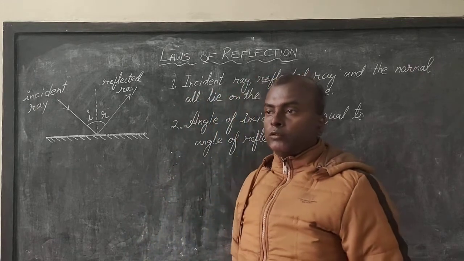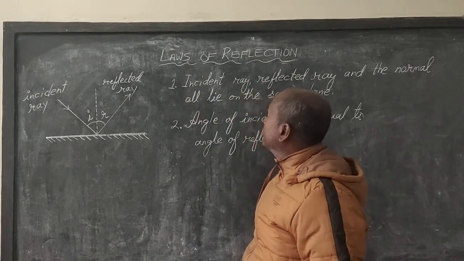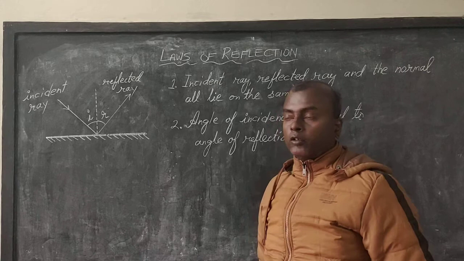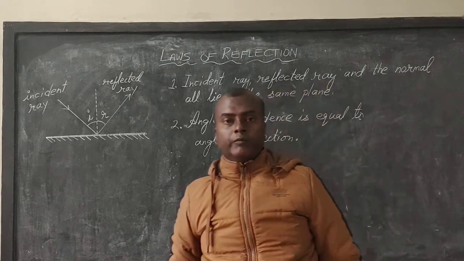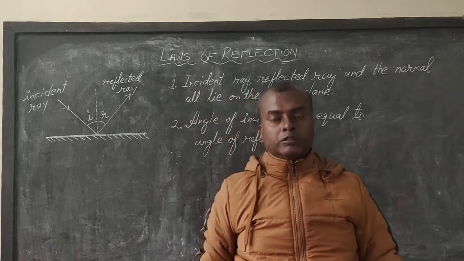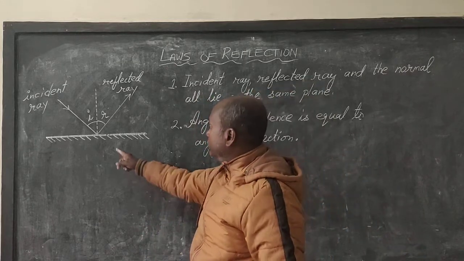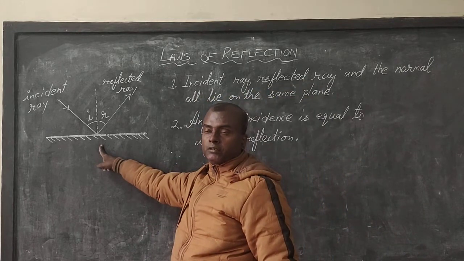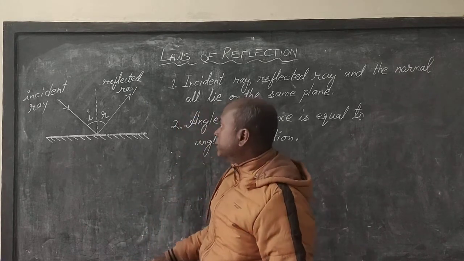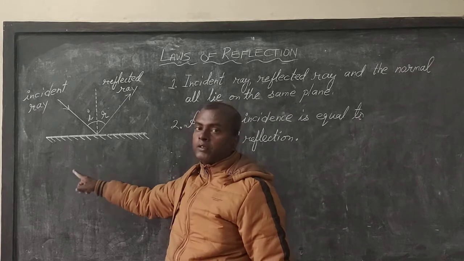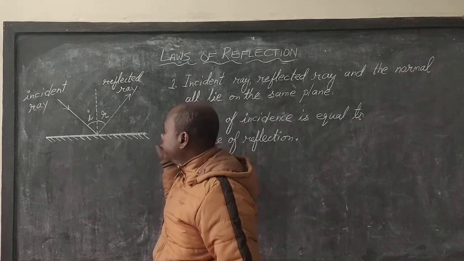In continuation to yesterday's class, we will start with the topic laws of reflection. Reflection has two basic rules. Now, you might remember this from the previous day's class. This is an example of reflection of light on a plane surface.